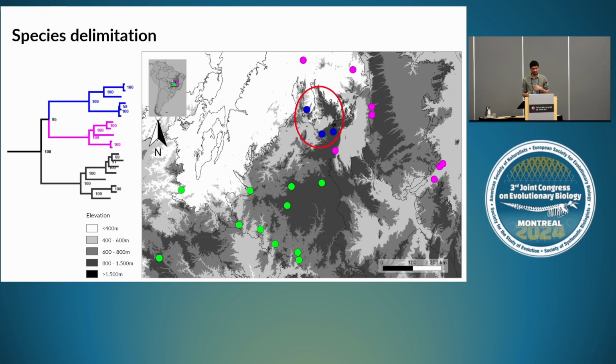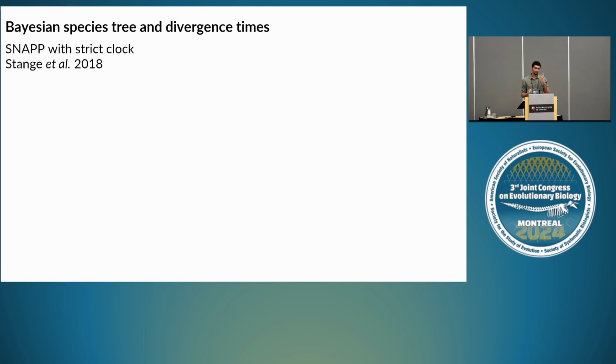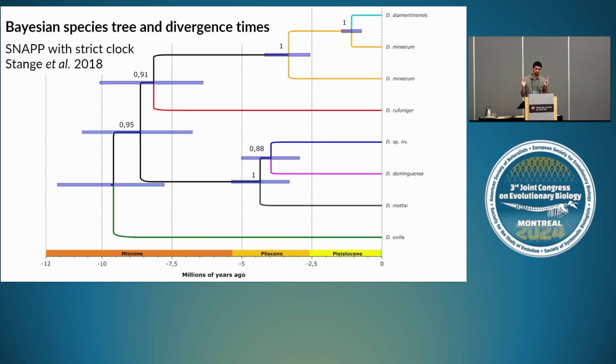We can further see that two of the other lineages are structured when we consider elevation, with the pink one occurring in valleys and the green and black ones occurring in the plateaus, right? Well, we chose 2 individuals from each of the lineages, and we did an analysis in SNAPP, which is a method to do a species tree with Bayesian methodology, and we inputted a strict clock using a dating made with the CO1 gene for the genus before. We obtained 2 main times of diversification, one related to the Miocene and one related to the Pliocene.